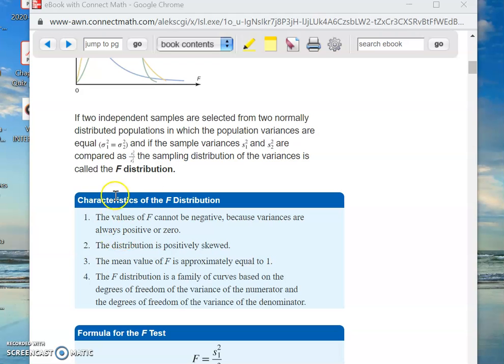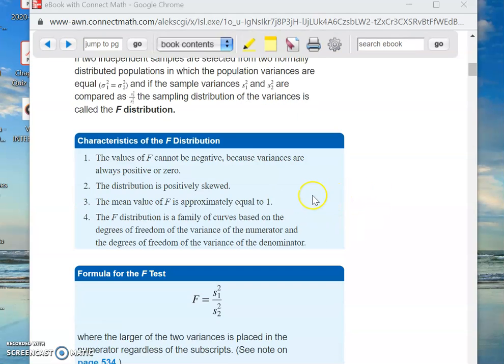Okay, so here are some characteristics. The values cannot be negative. Why is that? A variance is always positive, and F is one sample variance divided by another sample variance. These are both positive numbers, so it can't be negative. It's going to be positively skewed. I'll leave that for the reader. I'm not sure he proves that, but let's just assume it's true. The mean value is approximately equal to 1.